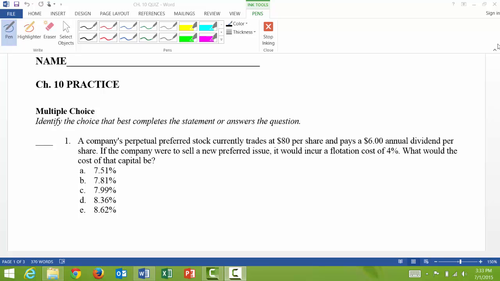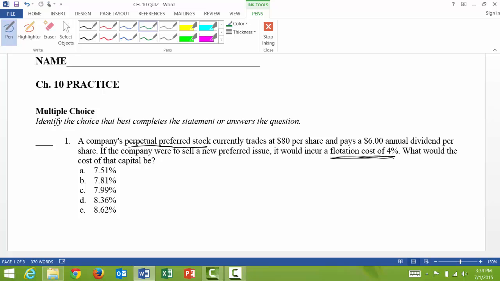So let's work on some Chapter 10 practice problems. If we look at question 1, we've got a company's perpetual preferred stock. It currently trades at $80 per share and pays a $6 annual dividend per share. If the company were to sell a new preferred issue, it would incur a flotation cost of 4%. That wasn't something we considered before, but it's a really easy adjustment to make if we solve for this. So the question is, what would the cost of that capital be?